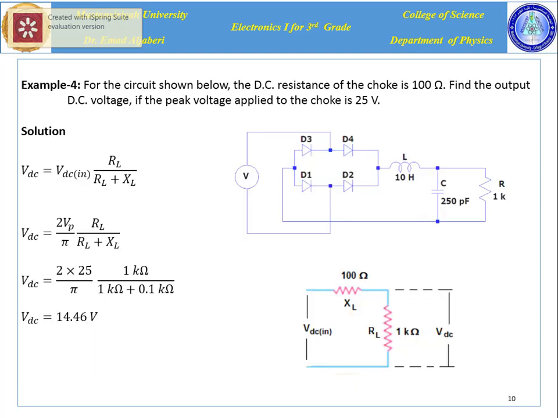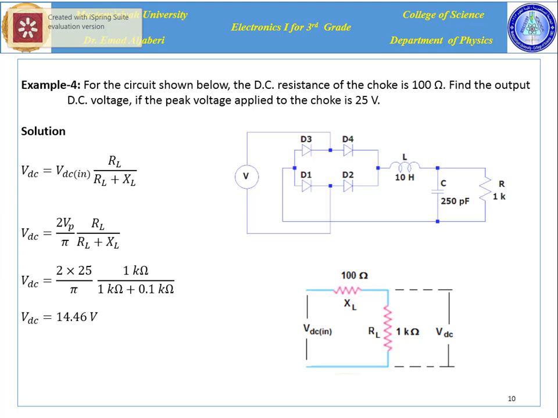In this example, an LC filter is connected to a full wave rectifier. The choke has an impedance of 100 ohm and the applied voltage is 25 volt. The question is about the output DC voltage on the load, which is R L, 1 kilo ohm.